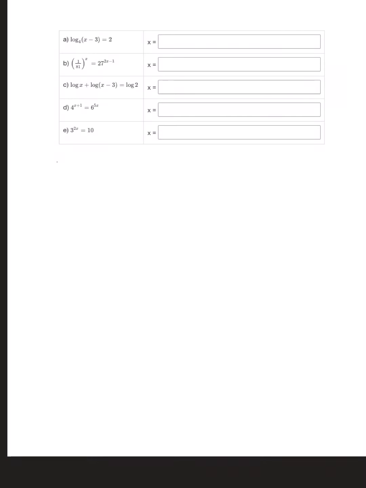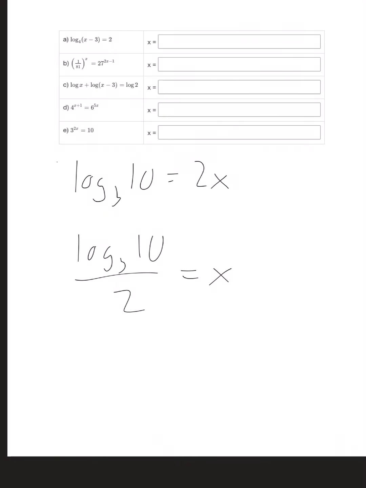Now I only have one exponential, and so I can easily rewrite this as a logarithm and get my variable out of the exponent. Now when I say easily, I just mean more easily than what we did in the last one. Logs are still tricky. As a logarithm, this would be log base 3 of 10 equals 2x. And then just one more step to get rid of the 2. Log base 3 of 10 over 2 equals x. And if you plug that into your calculator, you're going to get 1.048. Okay, hopefully not too bad on that last one at least.